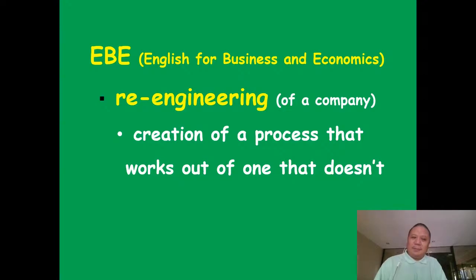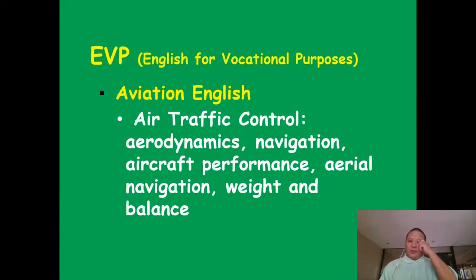So here's an example. English for business and economics. Re-engineering of a company is the creation of a process that works out of one that doesn't. You re-engineer something. For English for vocational purposes, aviation English, you have air traffic control, aerodynamics, navigation, aircraft performance, aerial navigation, weight and balance.